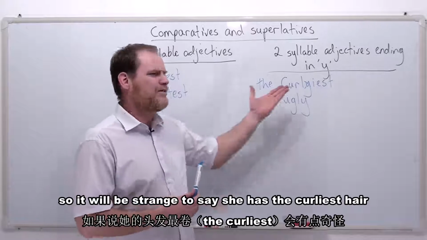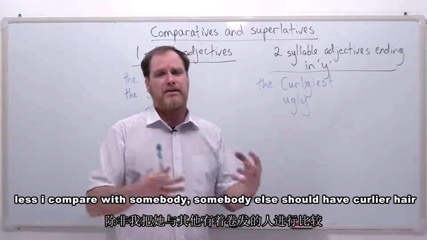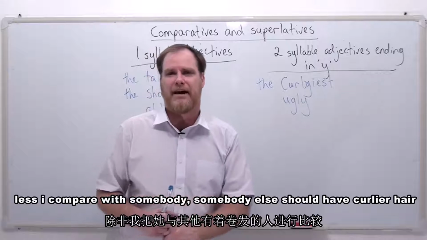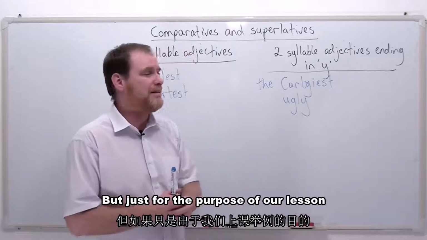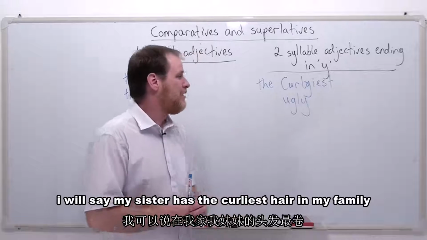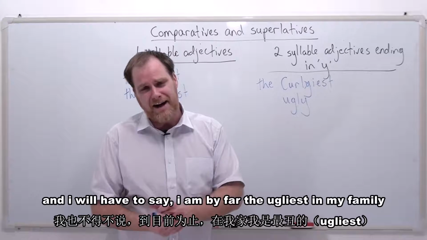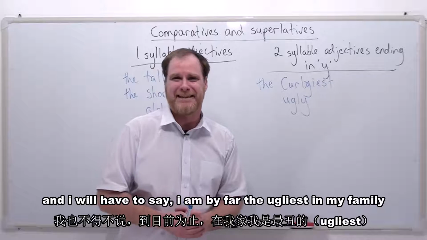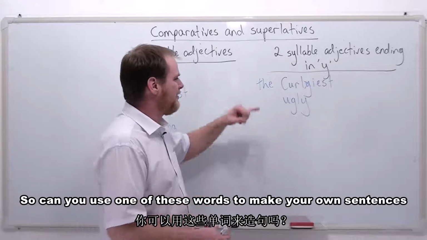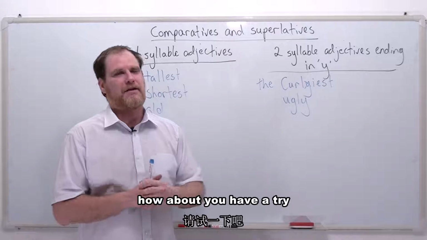So, my sister is the only one with curly hair in my family. So it would be strange to say she has the curliest hair. It needs to compare to somebody. Somebody else should have curly hair. But just for the purposes of the lesson, let's say my sister has the curliest hair in my family. Okay? And I would have to say that I am by far the ugliest in my family. So, can you use one of these words to make your own sentence? How about you have a try?